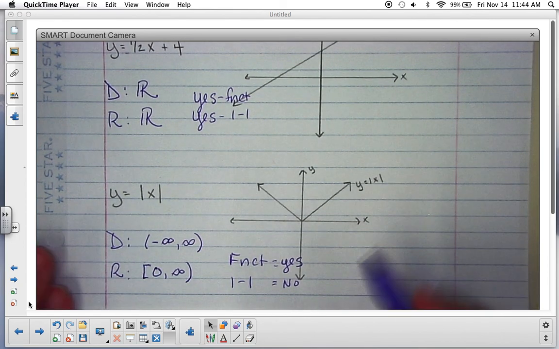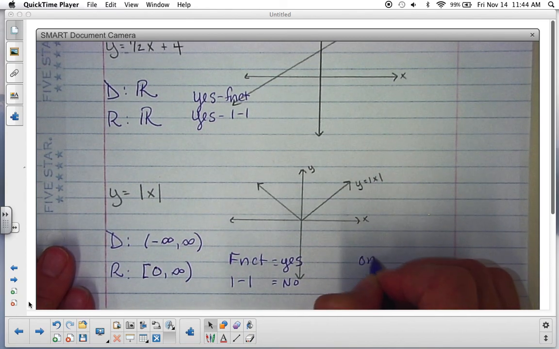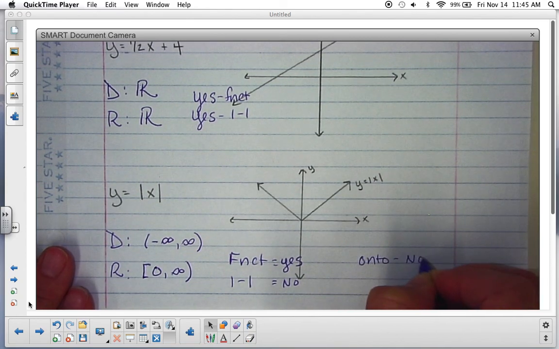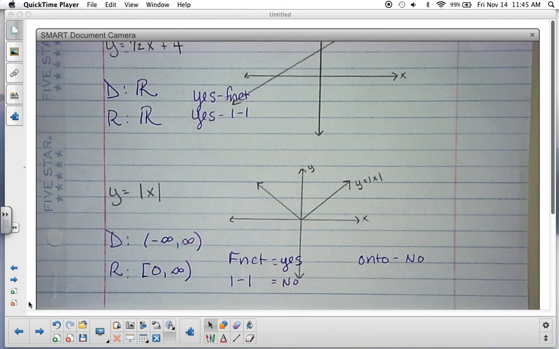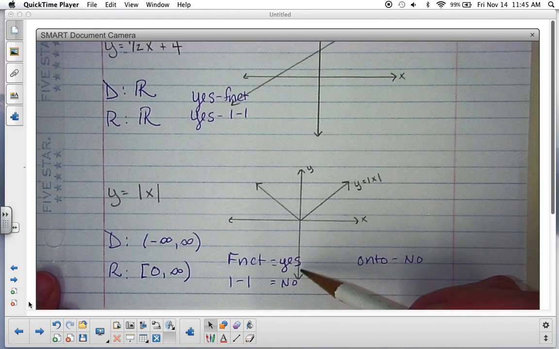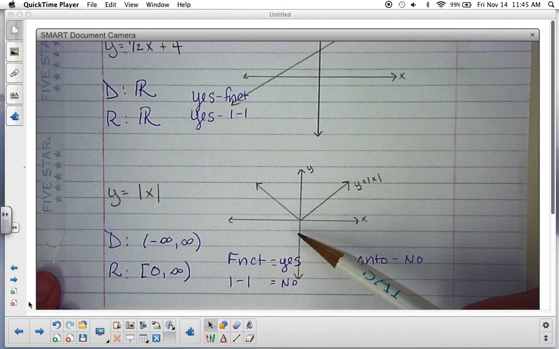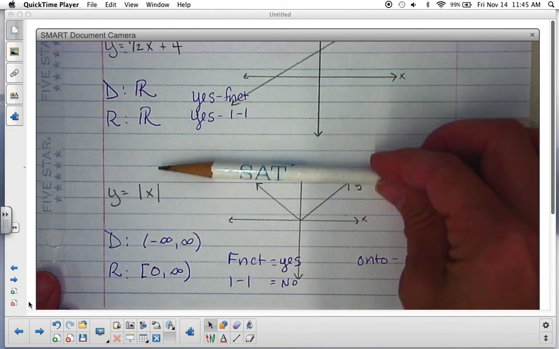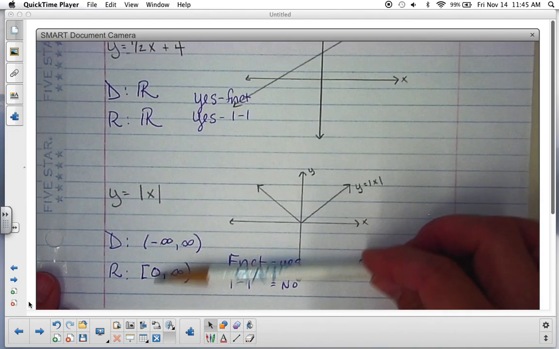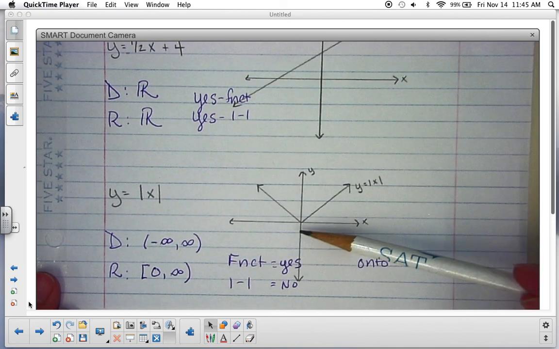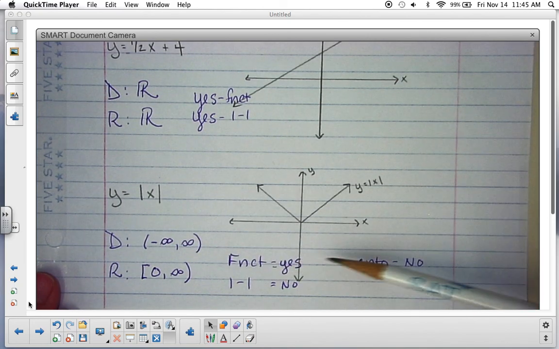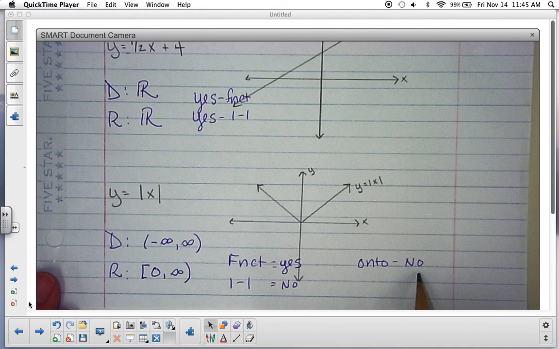This particular function is no for onto. And an onto function uses all the y values. There are y values down here on this part that the graph's never going to get to, right? The graph only happens in quadrant 1 and 2. It's never going to come down here. So since there's this big chunk of the y-axis with no graph ever, that's why this answer is no.